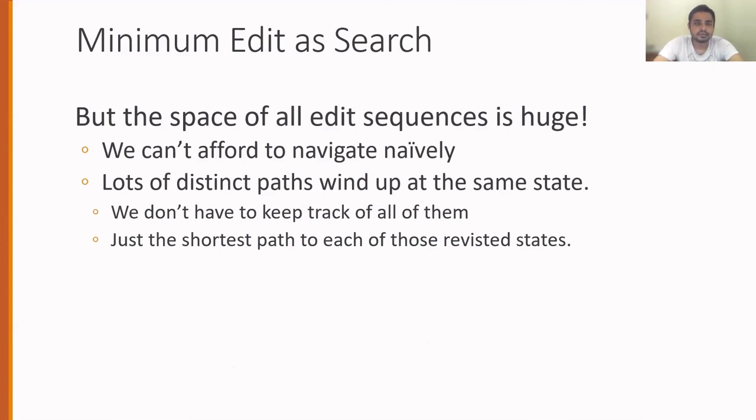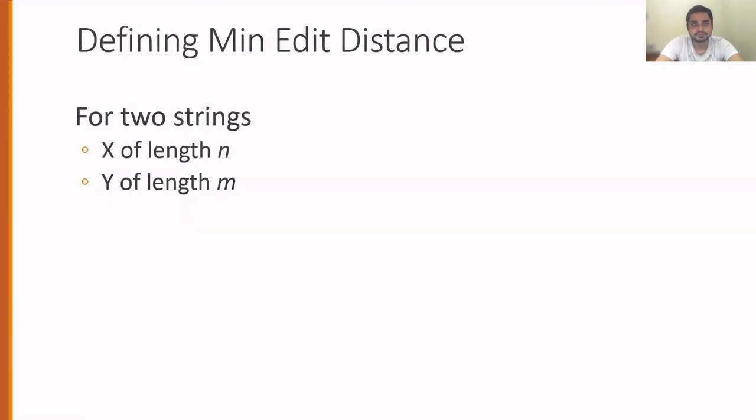We can search the entire corpus for minimum edit distance, but the space of all edit sequences is huge. We can't afford to navigate naively. Lots of distinct paths wind up at the same state. We don't have to keep track of all of them, just the shortest path to each of those revisited states.